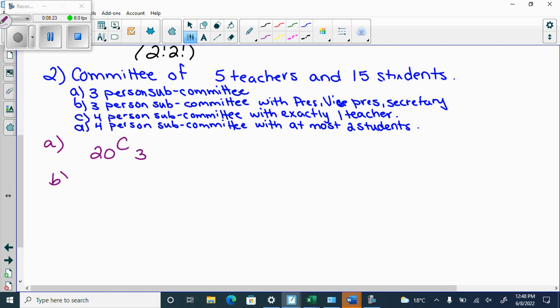How does that change for B? It's 20P3, because I gave the 3 people that I chose different jobs. So the order in which I picked those 3 matters. Just like if I gave them different prizes, it would be a perm. Okay. C, 4-person subcommittee with exactly 1 teacher. I have to decide, is this a combination or a permutation?